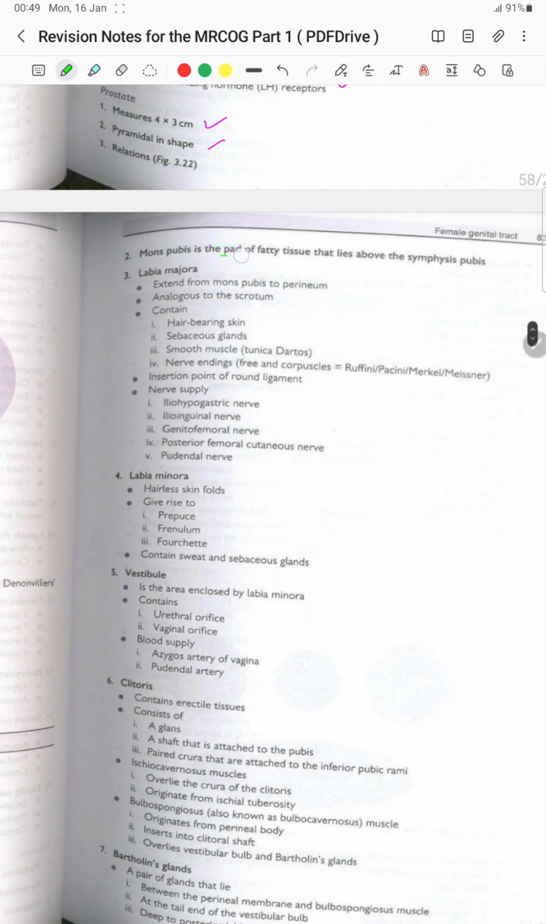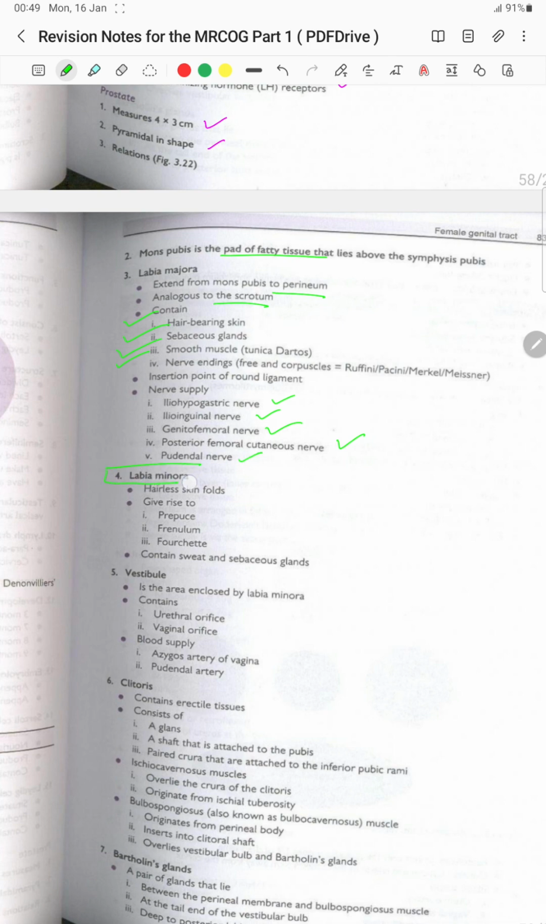The mons pubis is a pad of fatty tissue that lies above the symphysis pubis. The labia majora extend from the mons pubis to the perineum and are analogous to the scrotum, and they contain hair-bearing skin, sebaceous glands, smooth muscle, the tunica dartos, and nerve endings such as the corpuscles of Ruffini, Pacini, Merkel, and Meissner. The nerve supply includes the iliohypogastric nerve, ilioinguinal nerve, genitofemoral nerve, posterior femoral cutaneous nerve, and the pudendal nerve.